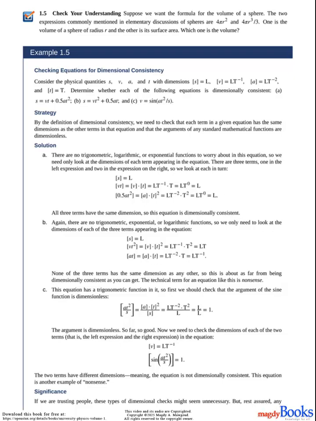None of the 3 terms has the same dimension as any other, so this is about as far from being dimensionally consistent as you can get. The technical term for an equation like this is nonsense.